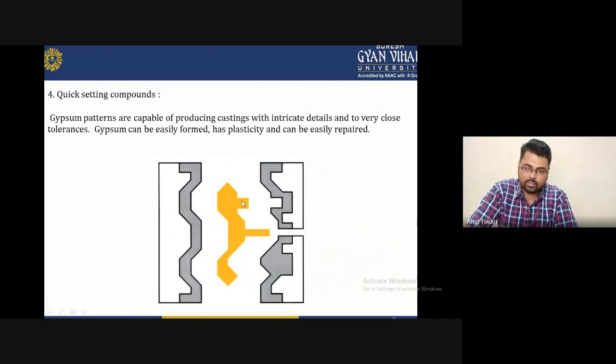So these are the structures you can form. You will form them like this. Then you will select the quick setting compound if you want to fabricate this type of structure with its help.